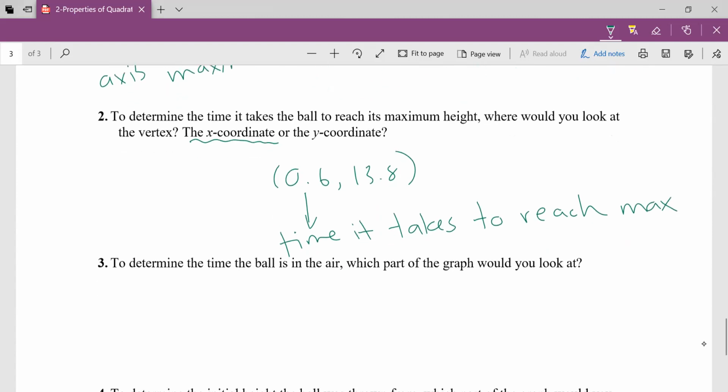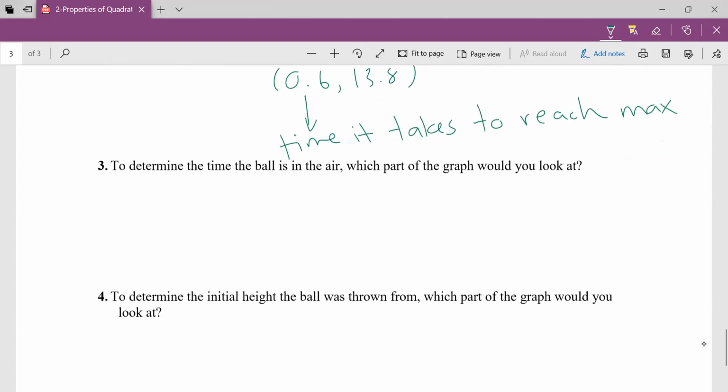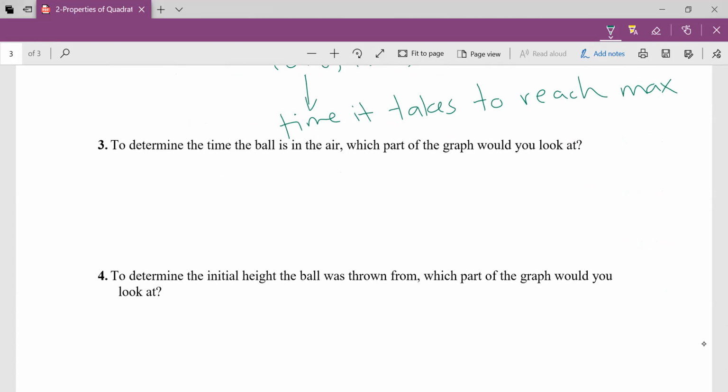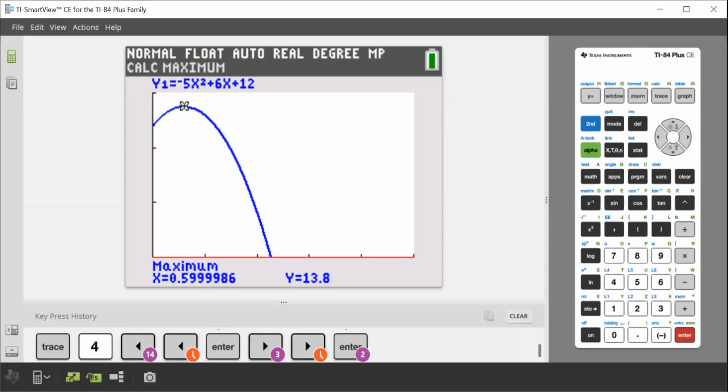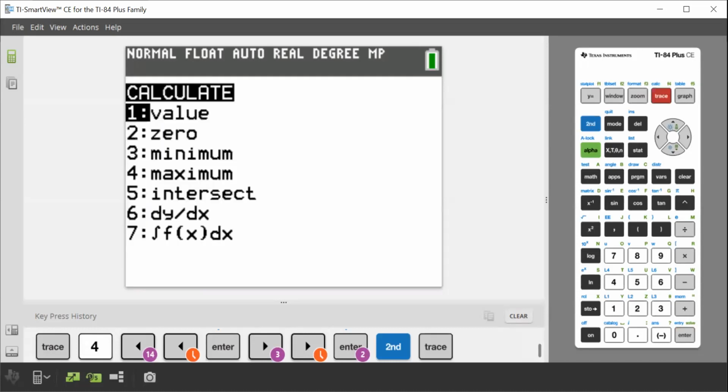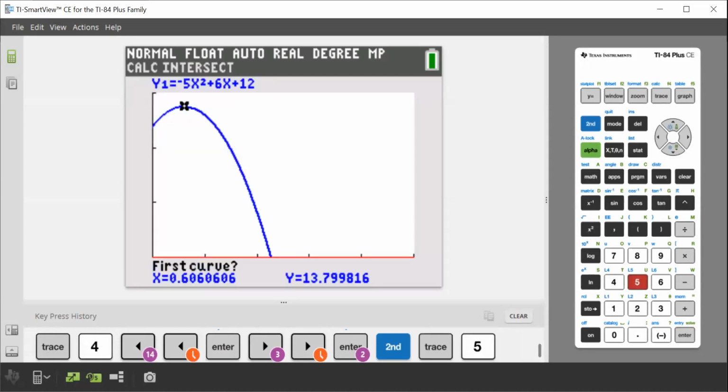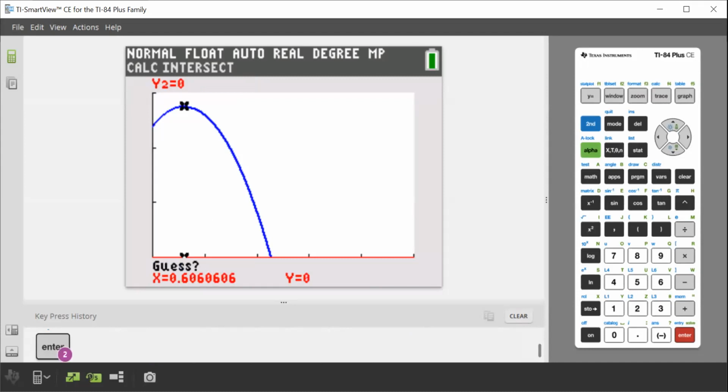Okay. Number 3, to determine the time the ball is in the air, which part of the graph would you look at? Okay, so I'm going to go back to our graph. Well, how long is the ball in the air? Well, if the blue is the path of the ball, when it hits the ground on that red line I've got drawn there, that's where that is going to stop. It's going to hit the ground there. So to find that, I go second, trace, intersect, first curve, second curve, guess, intersection, and we'll round that to the nearest tenth. We'll say 2.3.